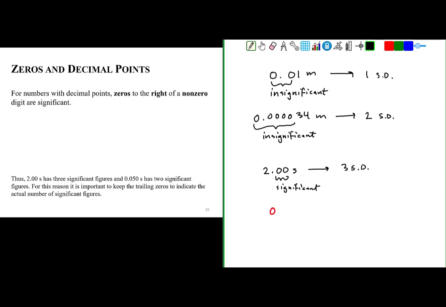If we take the number 0.050 seconds, well, these zeros to the left of the first non-zero digit are considered insignificant. But this 0 to the right of 5 is considered significant. So this number has 2 significant digits.